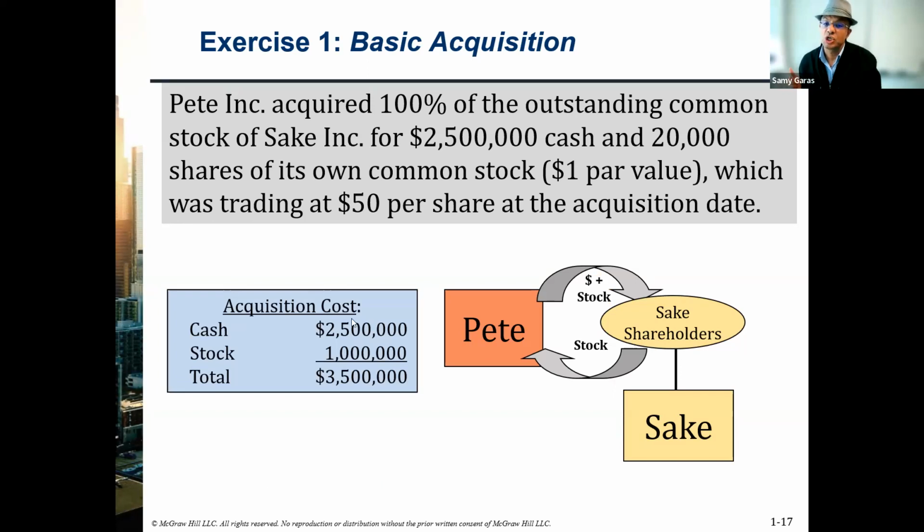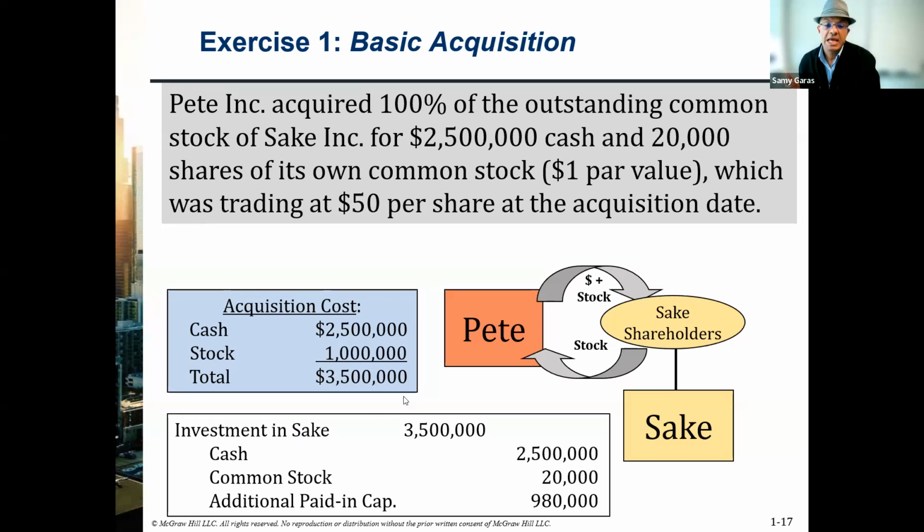So here are the items. We have cash, 2,500,000, common stock of 1 million. And how do we get this 1 million? We multiply $50 times 20,000 shares. The total will be 3,500,000. And we debit investment in S, and this would be on the asset side of P company. We credit cash, we credit common stock by the par value, and the difference between the par value and the fair market value will go to additional paid-in capital.